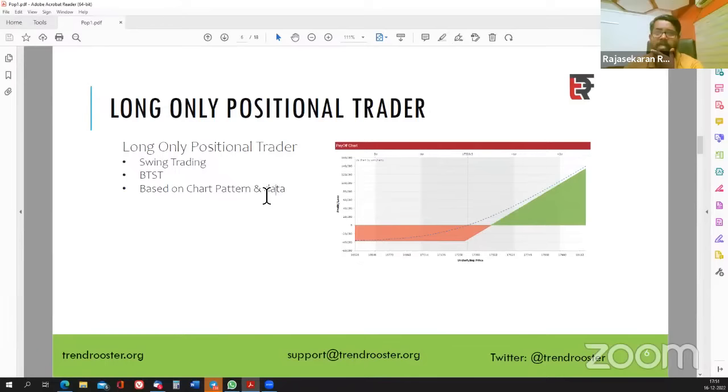Future is the first derivative, and option is derived from future. Am I right or wrong? So option is already a second derivative. Option is not directly calculated from the spot price. Option is always derived from the future volatility. So if you're not sure, then go ahead and check out the basics.